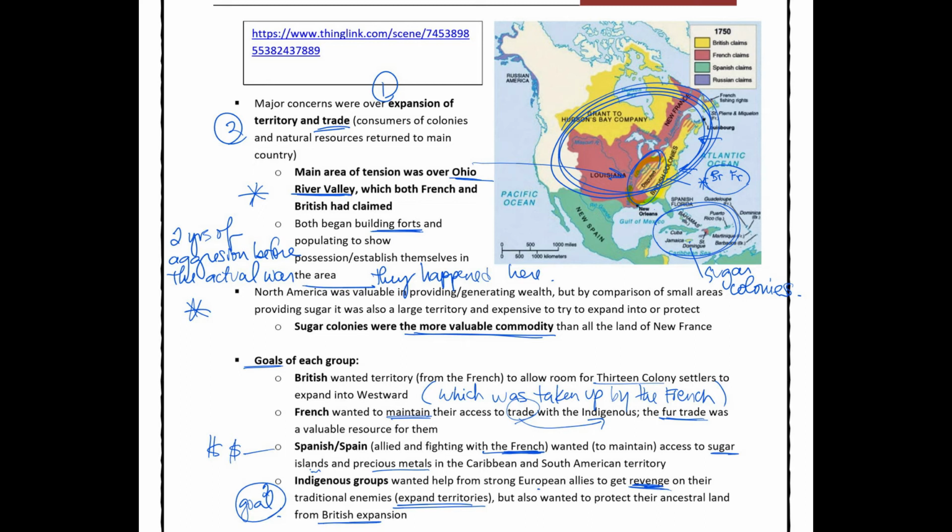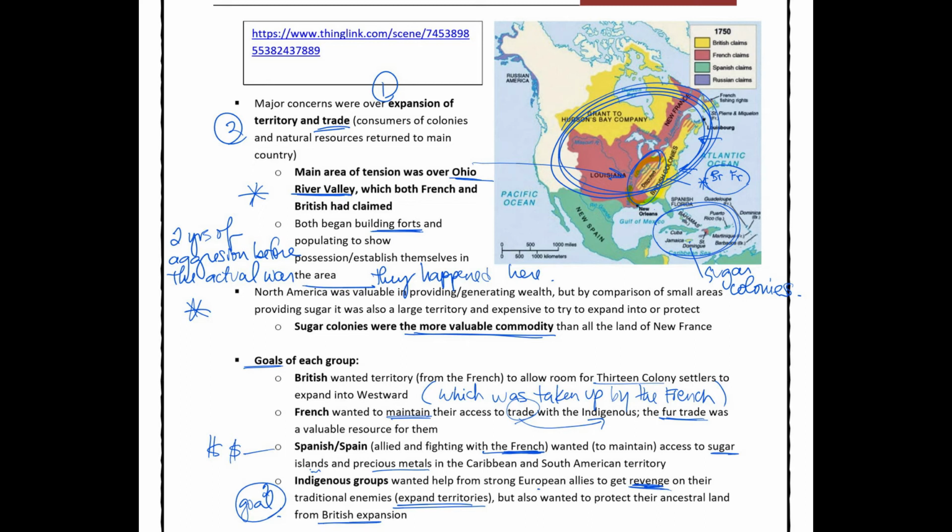The French in particular wanted to keep the access that they had, in particular with the trade with the indigenous groups, because they helped contribute to the fur trade. And just to maintain their colony, right? For that mercantilism, that idea that they could grow their wealth by buying and selling in that area.